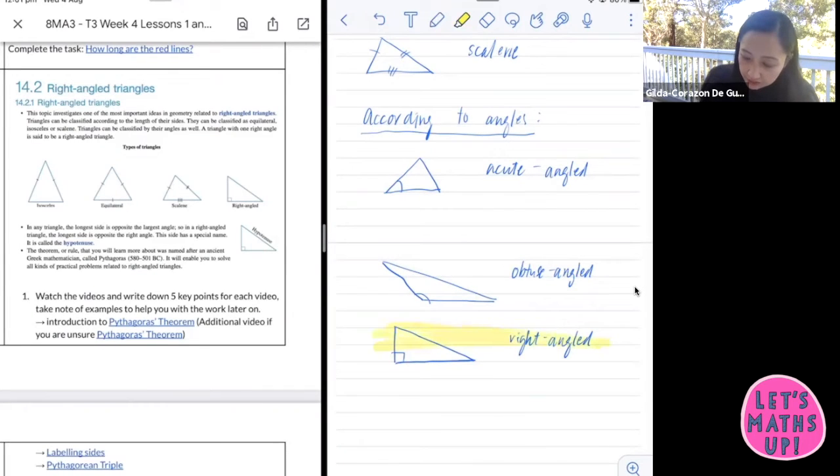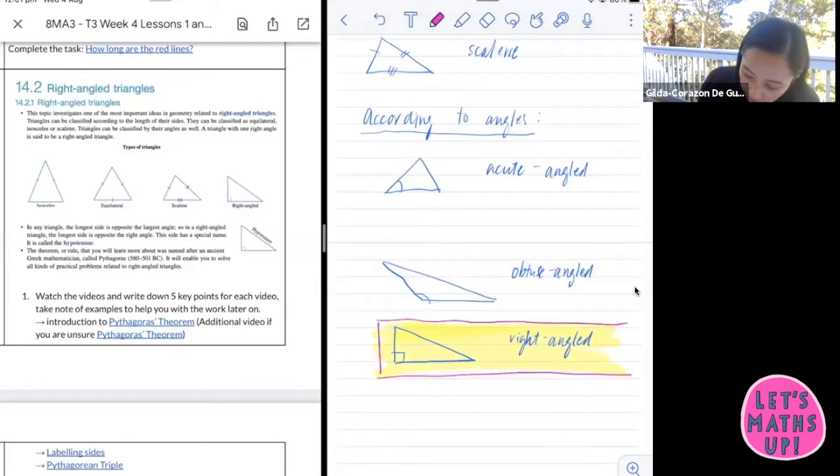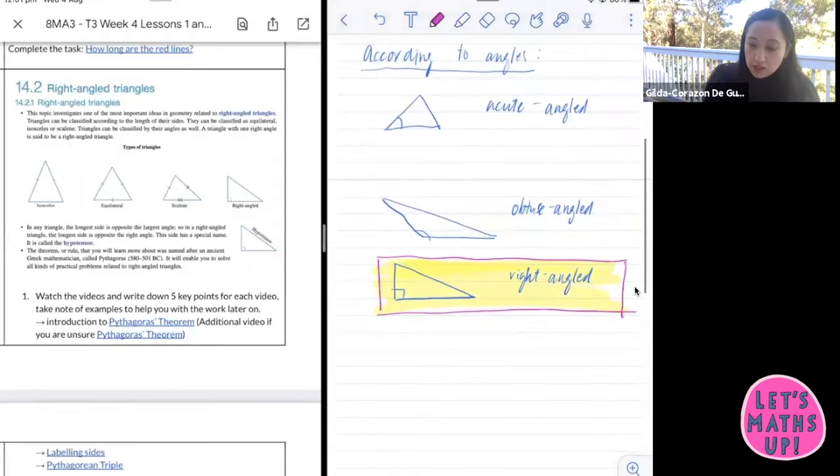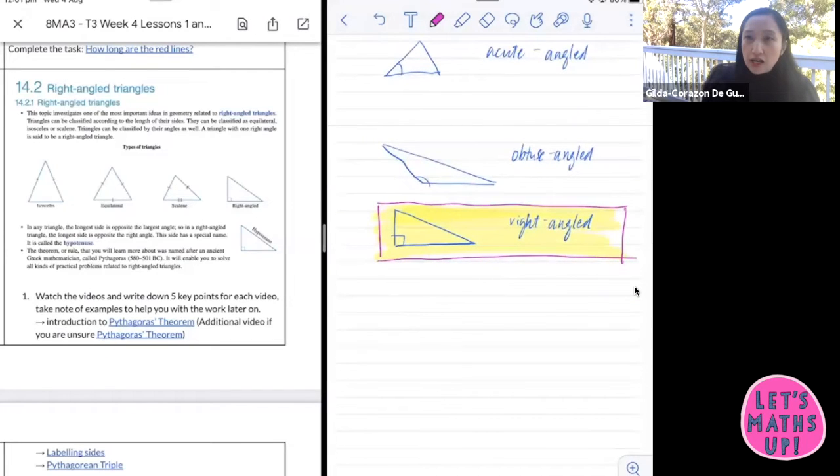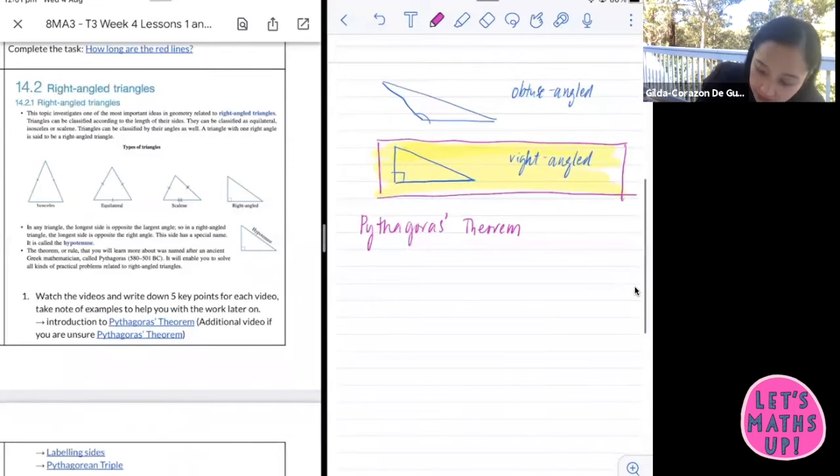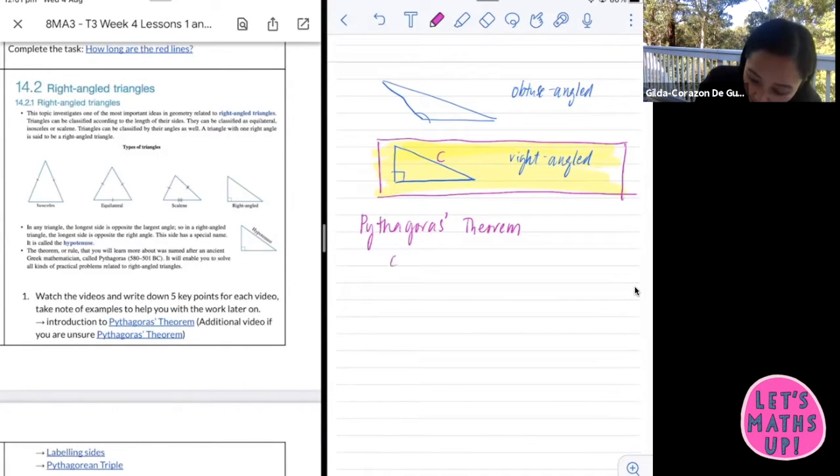Today and the next few lessons will be on our right angled triangles, because today we will be focusing on a certain theorem we call Pythagoras Theorem. In a right angled triangle, there's a relationship between the lengths of the sides. What is the relationship? Well, firstly, he named the sides of these triangles. This here is our hypotenuse.